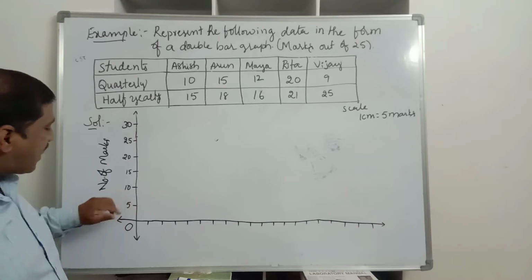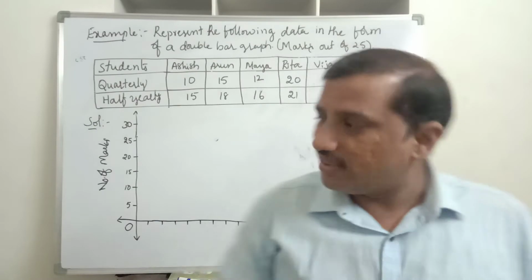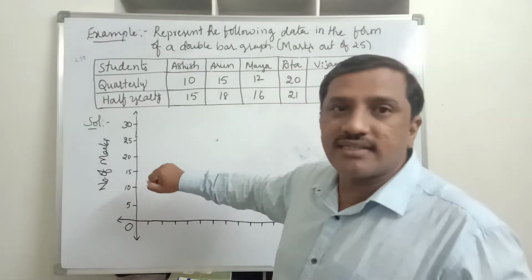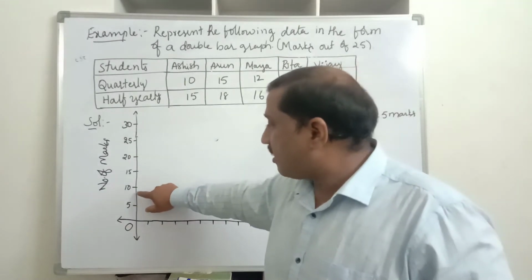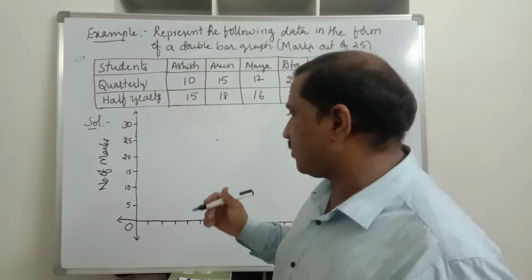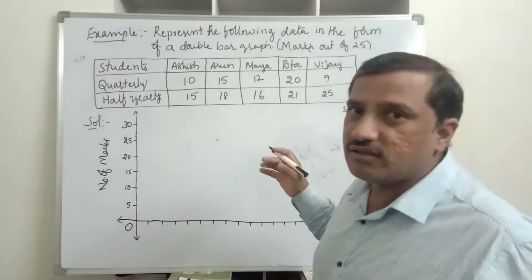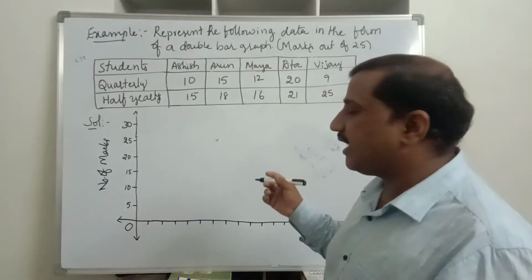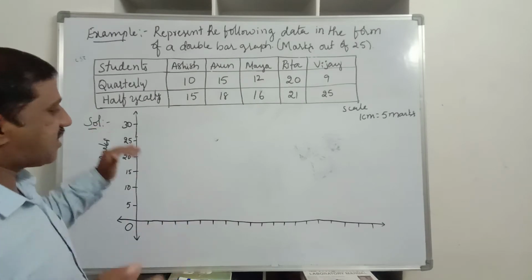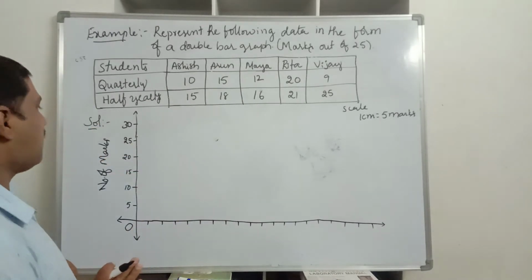Again between 5 and 10 we have 10 lines, and each 2 lines represent 1 mark. So the 12th line represents 6 marks, the 14th line 7 marks, and the 16th line 8 marks, and so on. Similarly between 10 and 15 and between 15 and 20, marks like 16, 17, 18, 19 or 21, 22, 23 can be represented by taking 2 lines equal to 1 mark.